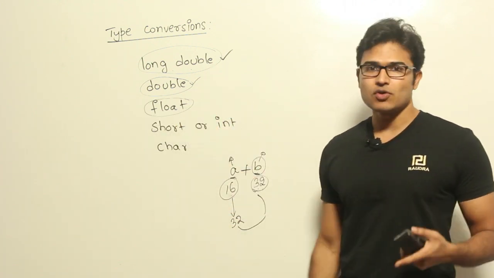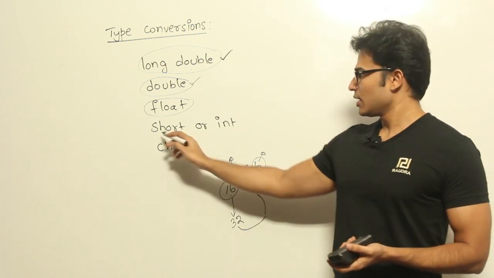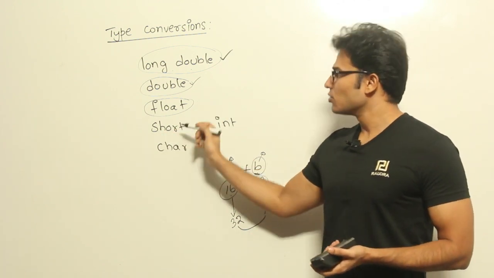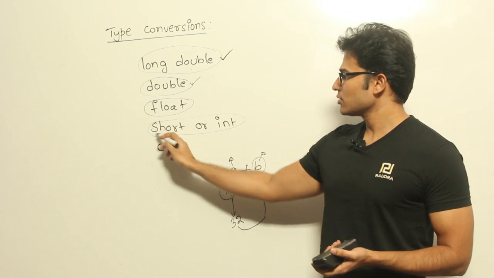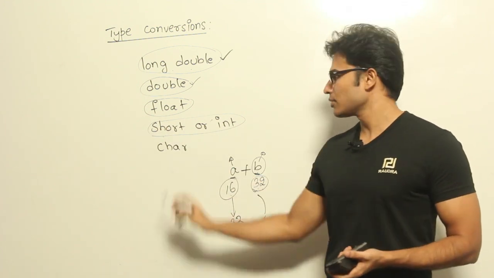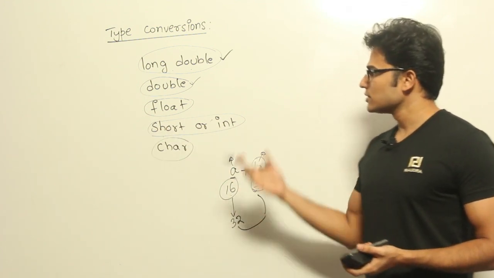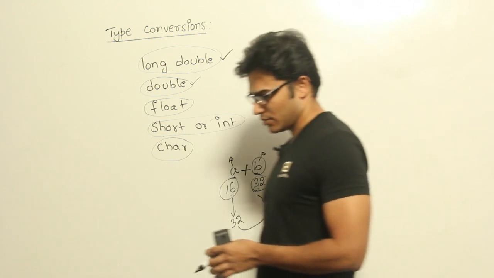If one of them is float, then convert the other one to float, right? If this is not the case, then go to the next one. If one of them is short or int, then convert the other one to int, right? Similar to the next one. So this is the convention that we are going to follow here, okay?